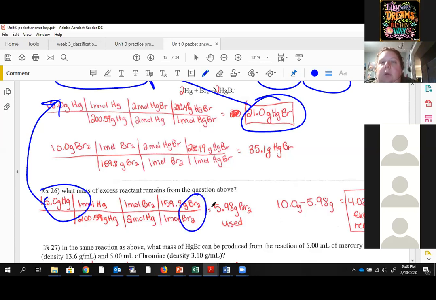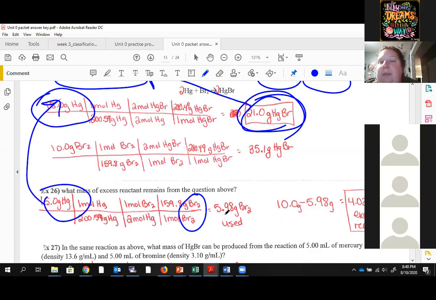Because either way, we're saying, if I used up all 15 grams of my mercury, or if I made all 21 grams of the mercury bromide, how many grams of that bromine were involved in that reaction? Okay, that makes sense. Thank you.